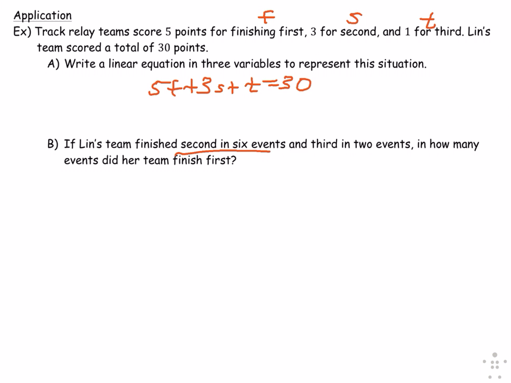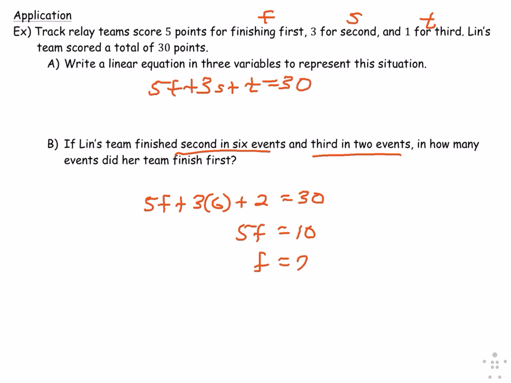So they finished second in 6 events. Third in 2 events. How many events did our team finish first? So you do the arithmetic and find that the answer is 2. Lynn's team took first twice.